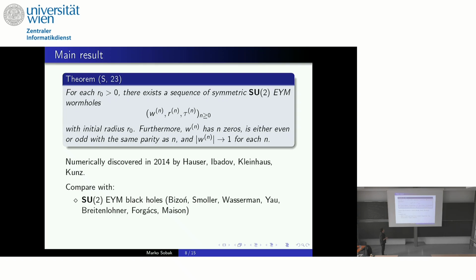So I think Bartnik and McKinnon were the first who found them numerically, and then Smoller, Wasserman, and Yau, in a series of papers, first managed to show the existence of such a sequence, and then Breitenlohner, Forgács, and Maison managed to also provide a more complete description of the solutions of the equations later. And for us, I should just mention these last three names are going to be important later, so I will usually abbreviate these three names to BFM, just so I don't butcher the pronunciation of the names all the time.